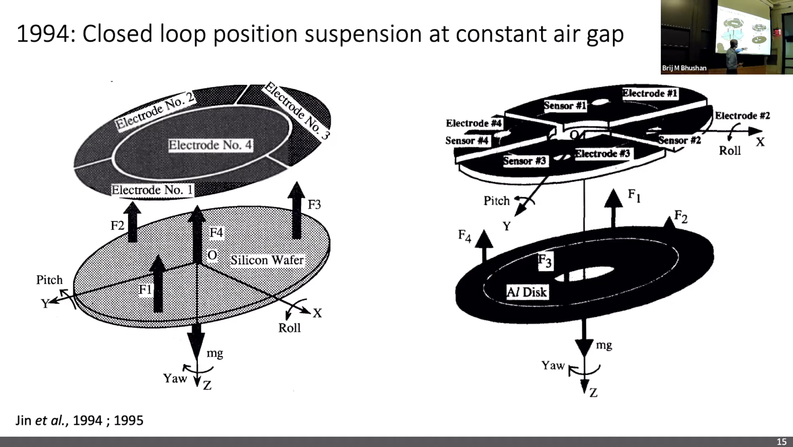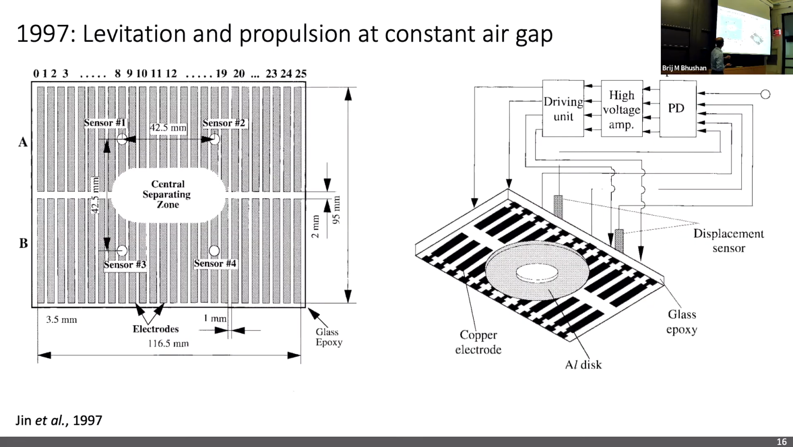So they levitated a silicon wafer and an aluminum disk, and they controlled the position in 3 degrees of freedom: z, theta x, and theta y. All their experiments were at a constant height because they were more interested in levitating at a constant height and then transporting it in the factory, for example. This is an example where they are both levitating as well as transporting an aluminum disk.